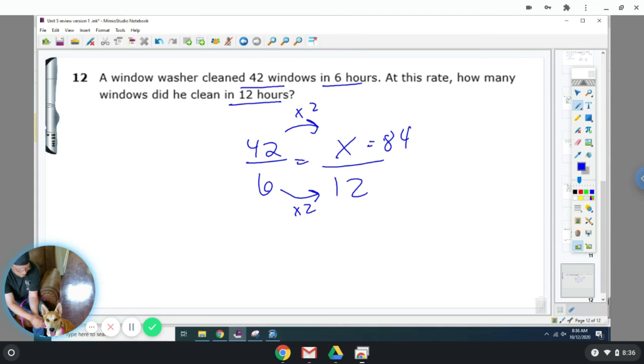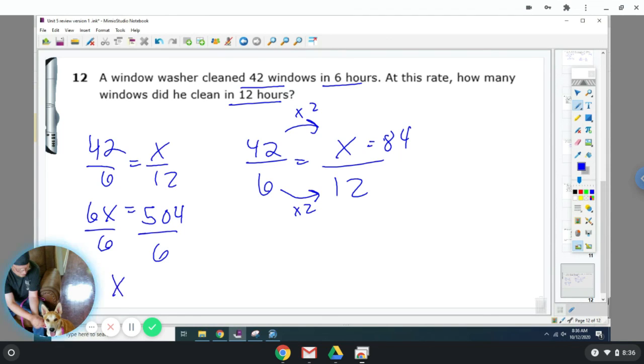Now let's say I didn't know that 6 goes into 12 2 times. You can actually just cross multiply. So let me rewrite this same proportion and show you the other way you can do it. You can cross multiply and you get 6x. And then you do 42 times 12, which is 504. And then divide by 6, and you get x equals 84. So either way is perfectly fine. The cross multiplication way will work 100% of the time.